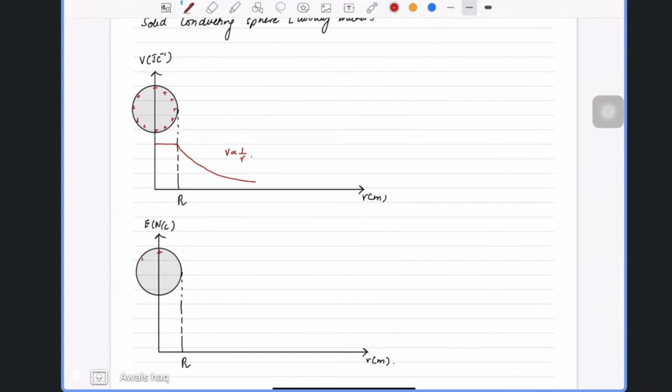For that one, all you need to do is take the gradient, right? In the first section, you see the gradient is 0, it's a flat line, which means this graph should start from 0 until you reach the surface, and then it's going to jump up, and from here it is going to make a very sharp curve. Why? Because electric field strength is proportional to 1 upon R square. So it should be a sharper curve than the potential one.